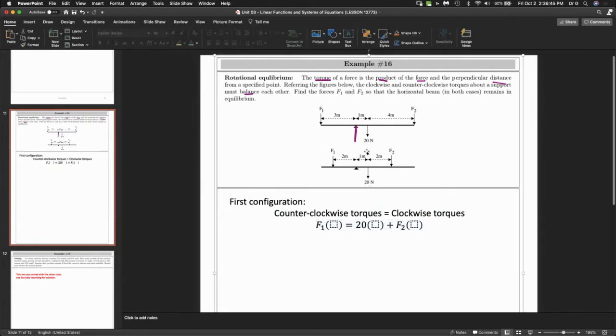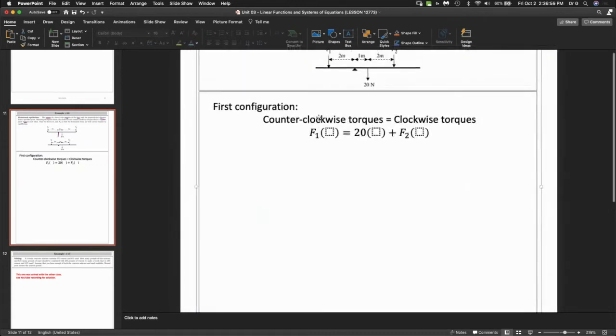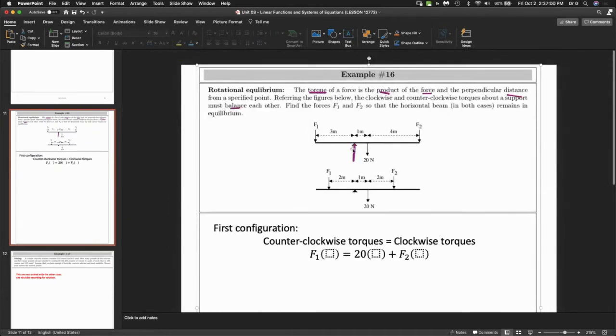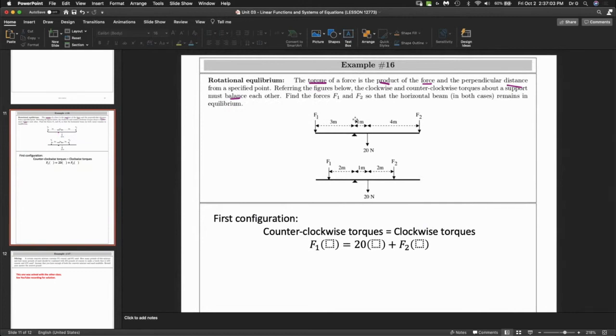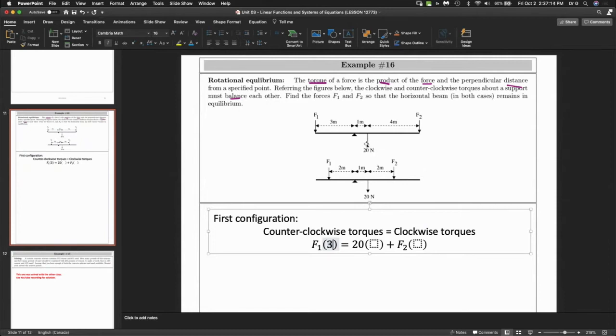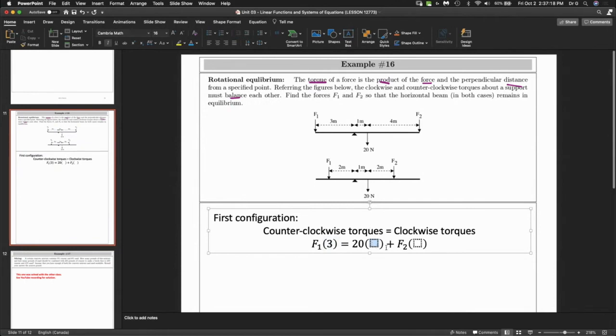So that's the formula. Now, torque is the product of the force times the perpendicular distance from the specified balance point. So in other words, how far is F1 from this pivot? How far is F1 from this pivot? 3 meters. That's the torque for F1. How far is the 20? How far is this 20 Newton force from the pivot? And how far is F2 from this pivot point? Thank you, Ahad. 3 for 3. And Dogan, 3 for 3. Look at that. So that's the formula.